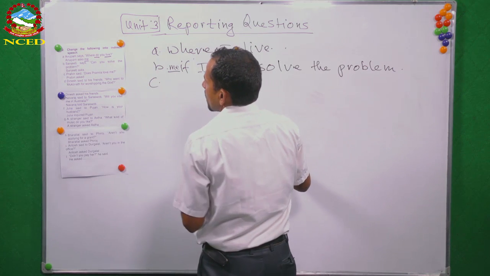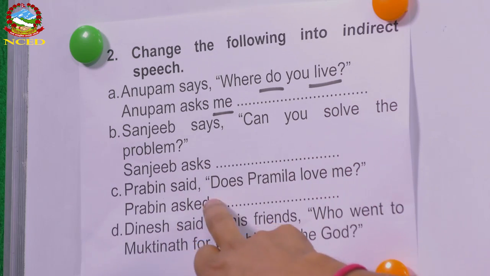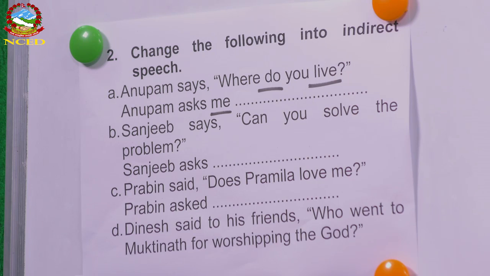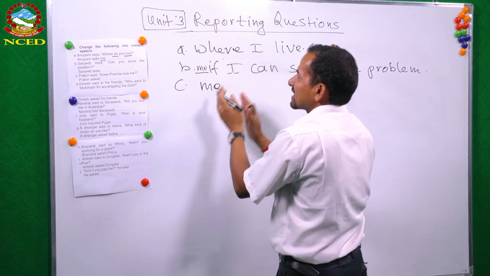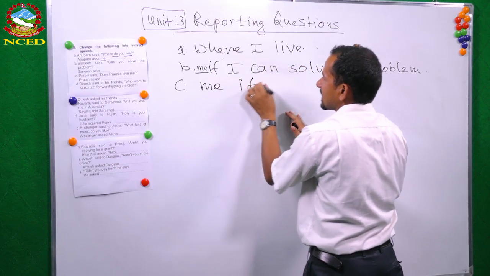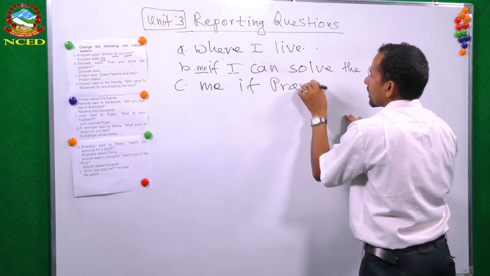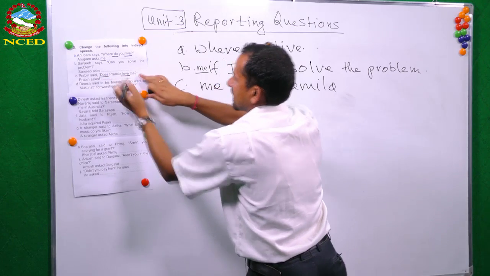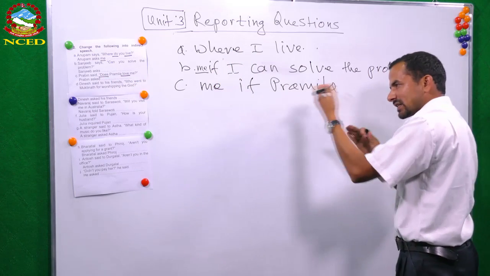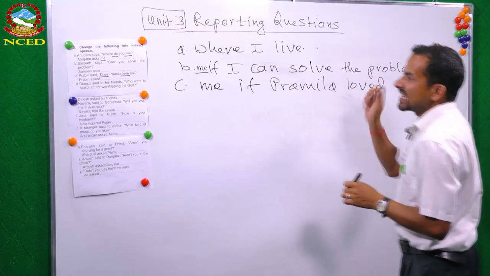Now number C, Probin said, does Pramila love me? Probin asked. So you can just write me here as an object. You can write other objects as well. Probin asked me if, and what is the subject? Pramila. Does and love make present tense. So we change the present tense into past tense. So loved. So who is me here now?